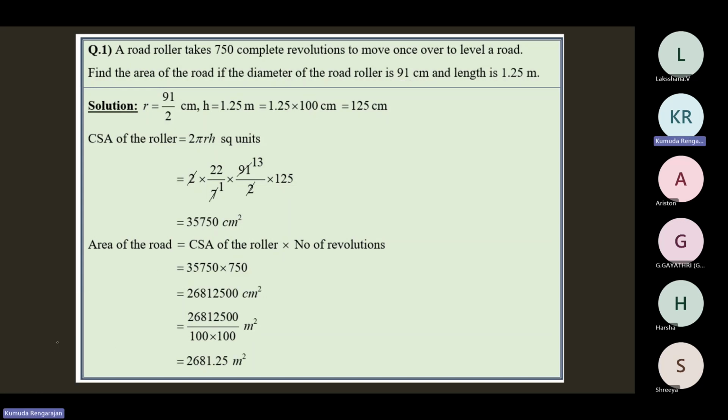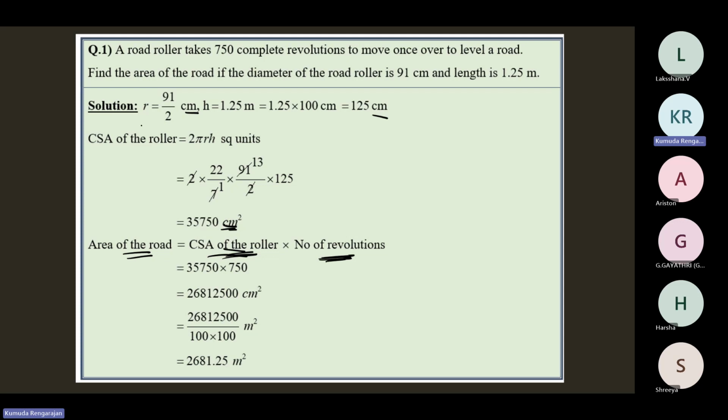So we have the radius and height. Substitute for R and H in 2 pi RH and find CSA. The CSA will be in centimeter square because we have the values in centimeter. Now the area of the road is the CSA of the roller into the number of revolutions.